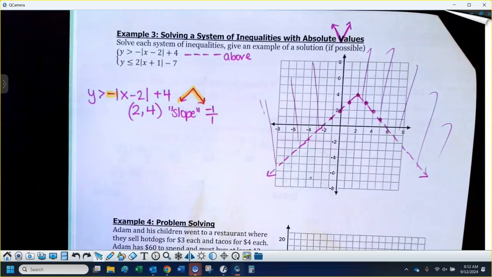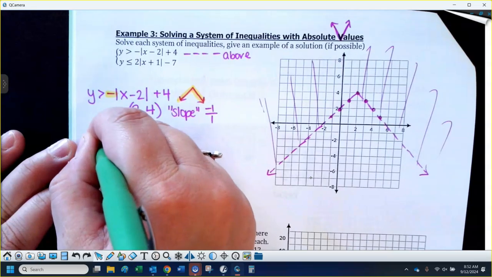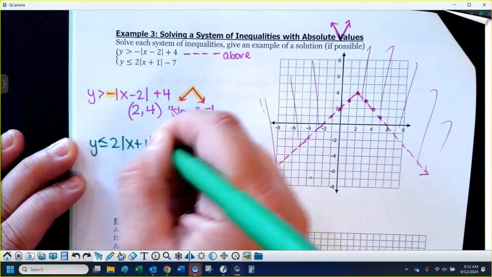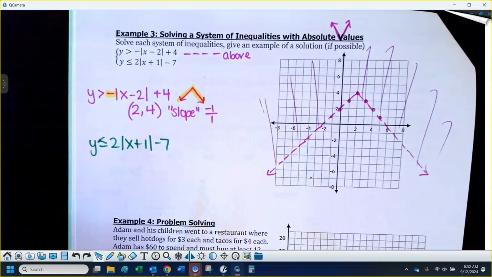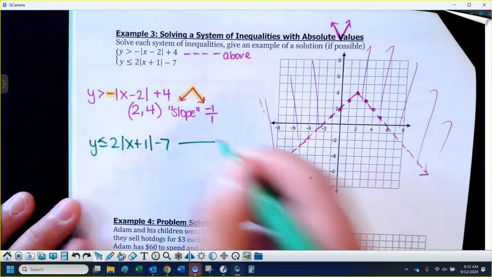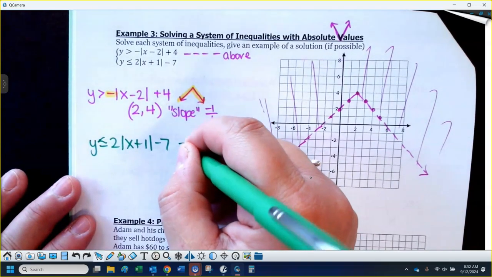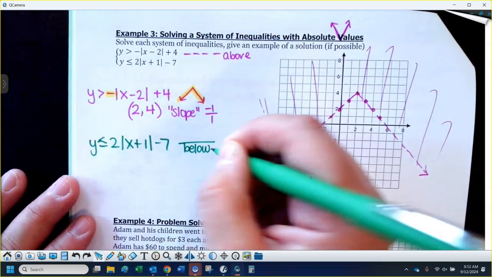Okay, now the other one, I have y is less than or equal to 2 times the absolute value of x plus 1, minus 7. So that less than or equal to, if you see it, it's solid. I see the equal sign underlining that inequality symbol, so it's a solid line. And less than, we're going to shade below.